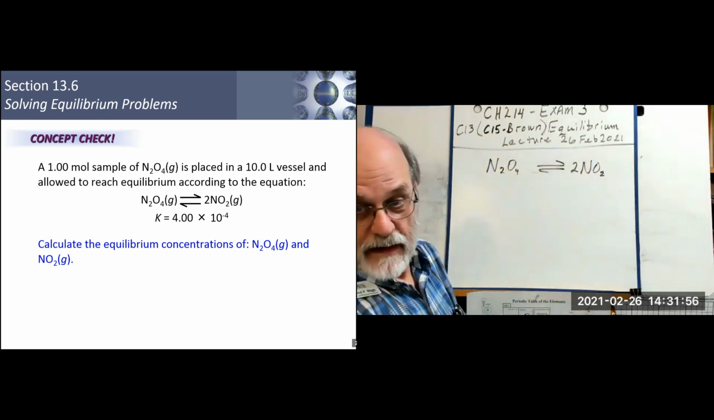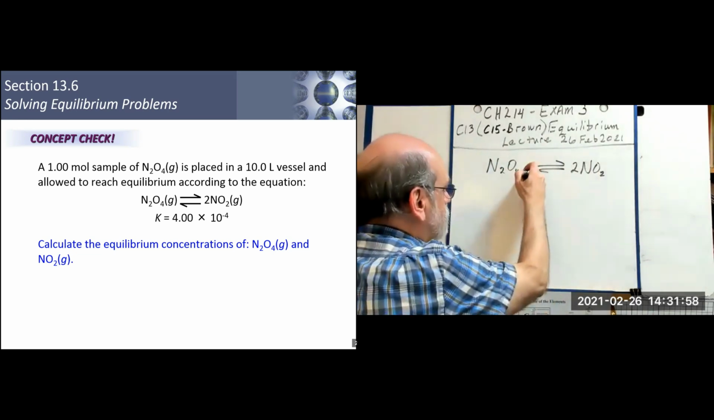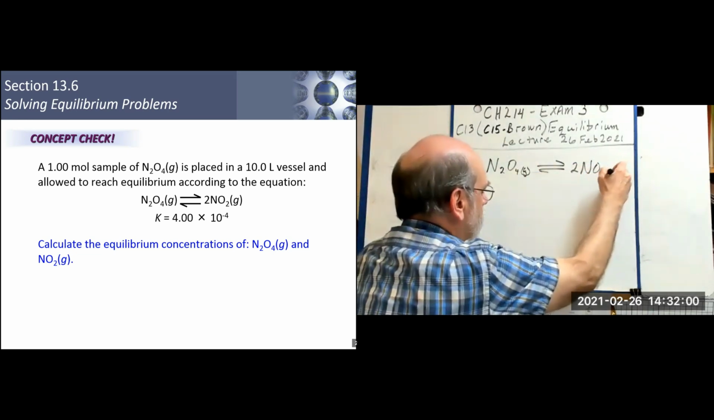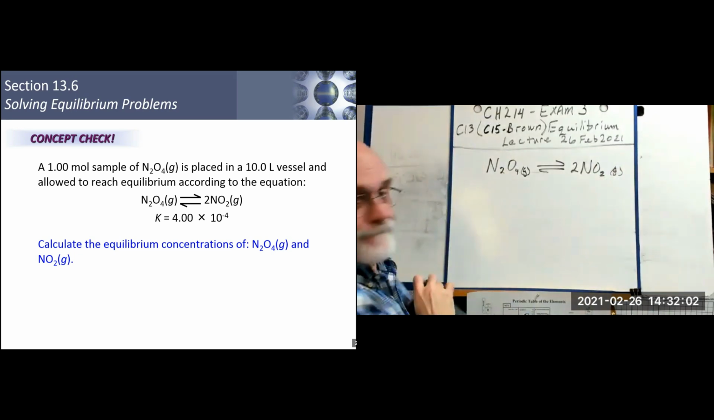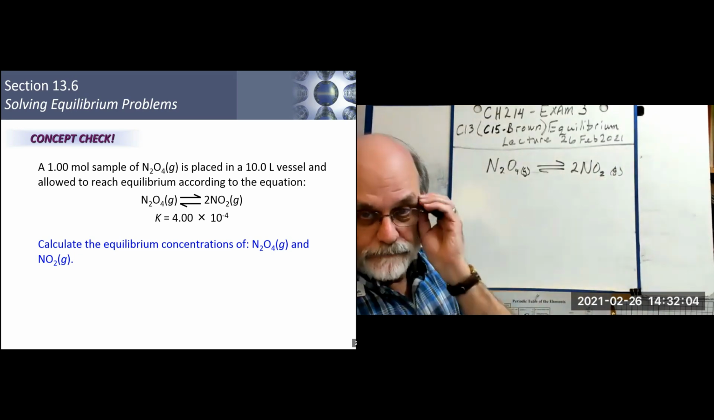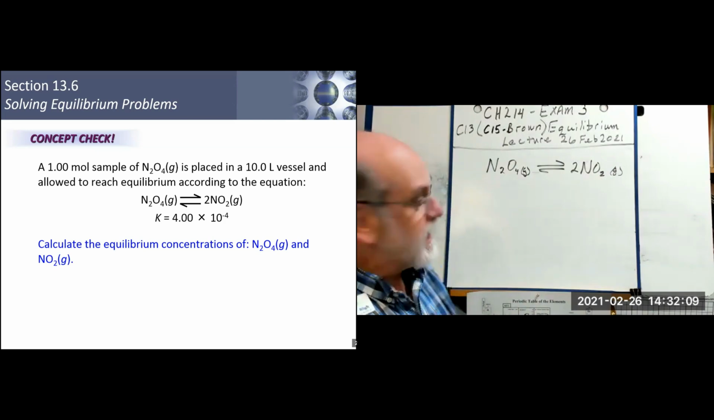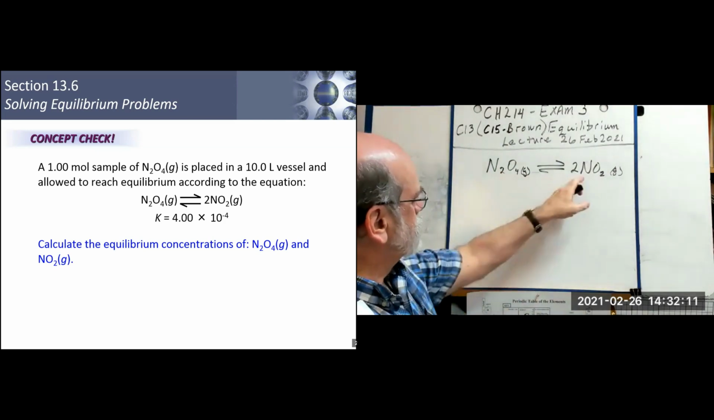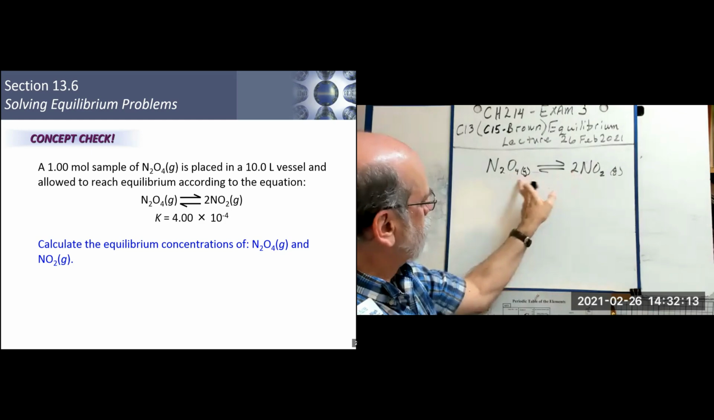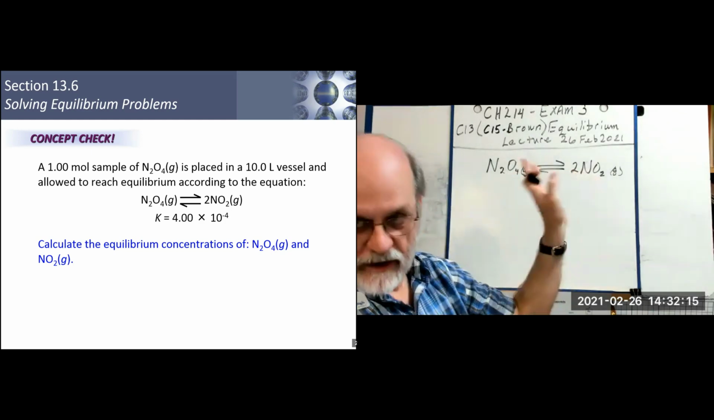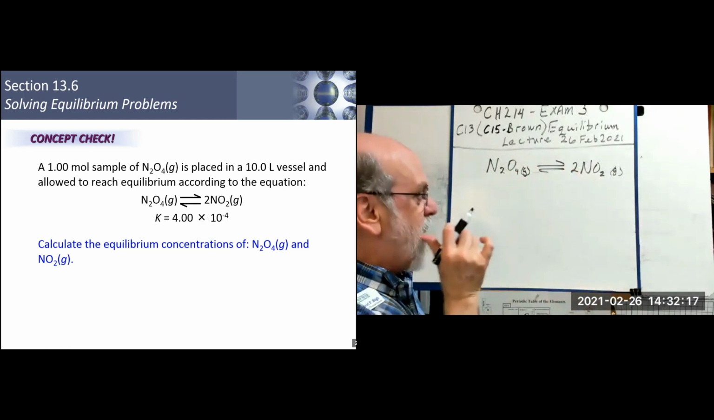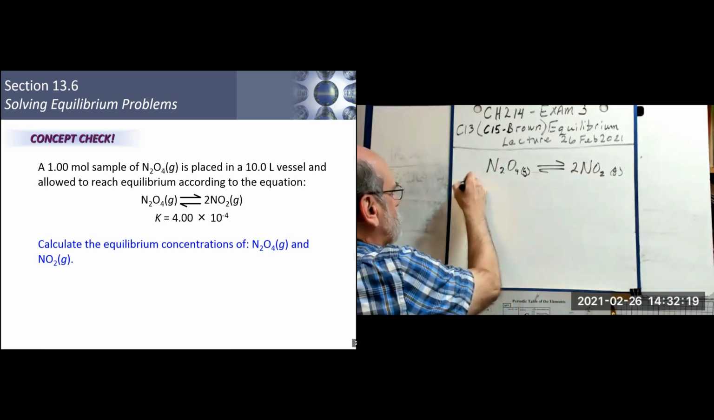All right, and those are both gases. Okay. Now, it's allowed to reach equilibrium. First of all, is that balanced? 2 nitrogens, 4 oxygens, 2 times 2 is 4. It's balanced. Now we set up our ICE table.